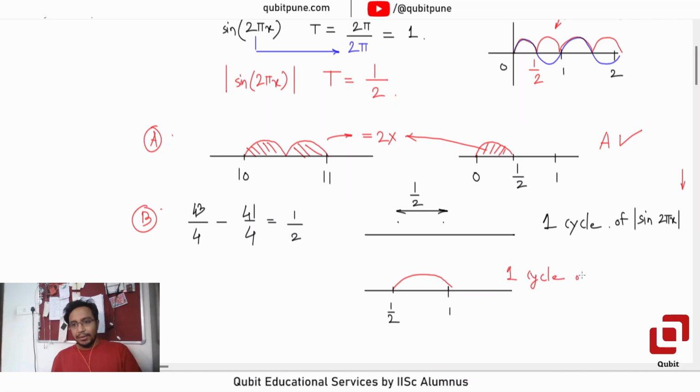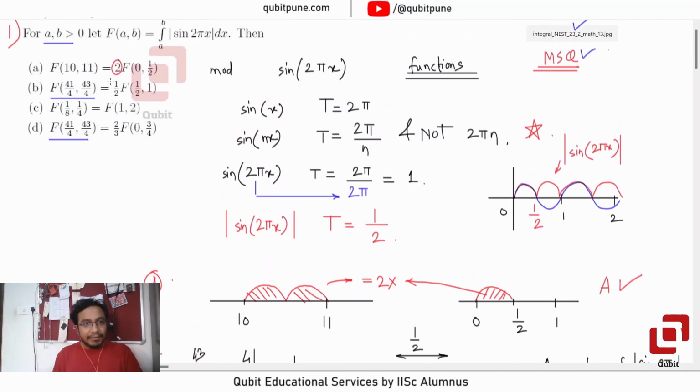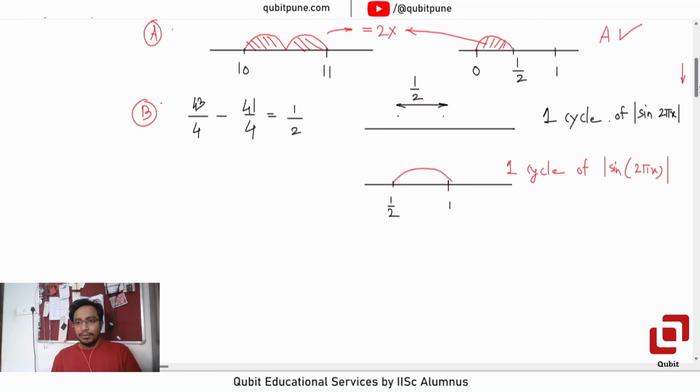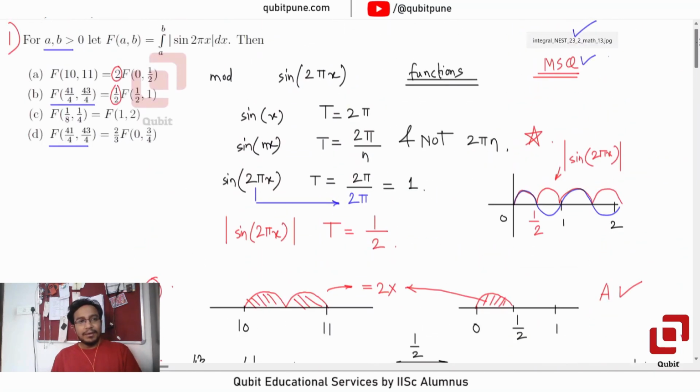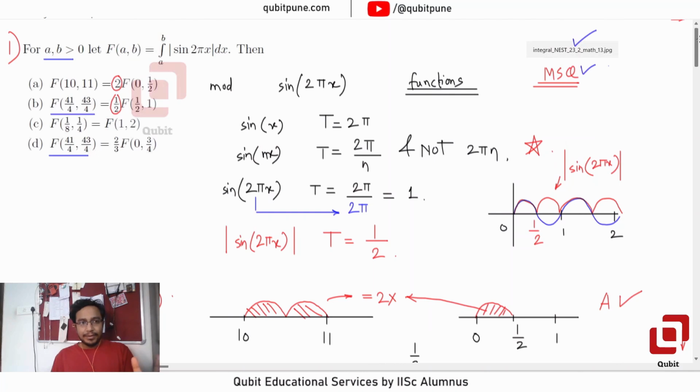But according to option B, what is happening? They are actually having that half part, and that is something that we definitely don't want. Half is something that we definitely don't want. So can option B be right? No, B cannot be right. Have you understood this?